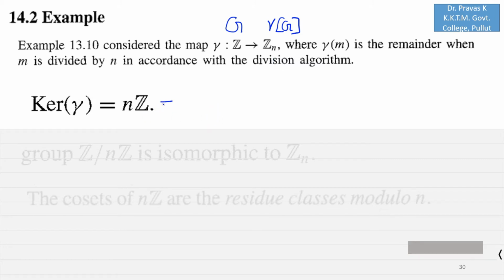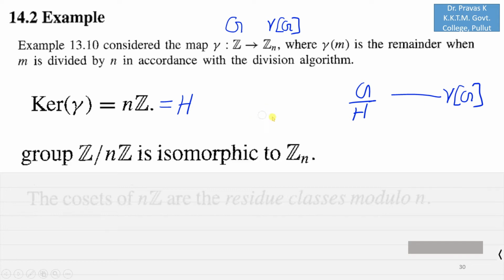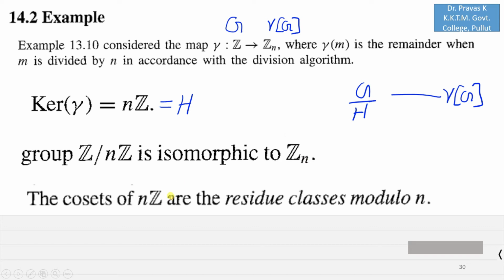So if I denote it with H as in the previous theorem, we can now see that G/H is isomorphic to gamma[G]. That is, Z/nZ is isomorphic to Zn. We now call the cosets of nZ the residue classes modulo n.